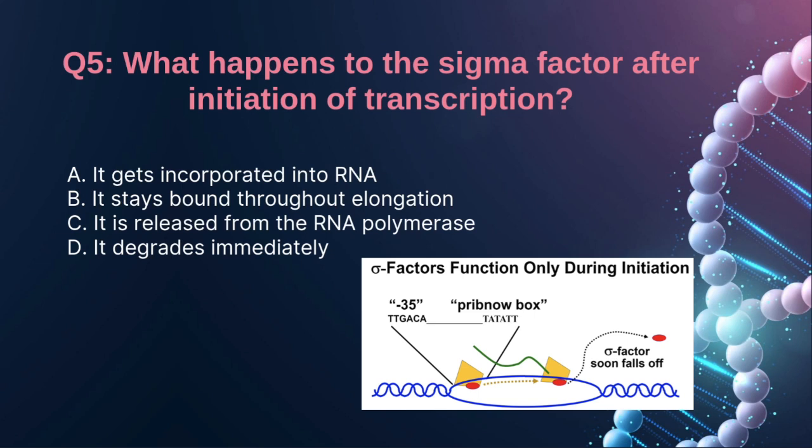Now, what happens to the sigma factor after initiation of transcription? I've already mentioned this, by the way, so I think you've already gotten the answer, but after its job in helping the polymerase find the promoter is done, the sigma factor is no longer needed. So the answer is C. It's released from the RNA polymerase. Once RNA polymerase has synthesized about 10 nucleotides of RNA and cleared the promoter, the sigma factor dissociates, and this allows the enzyme to continue elongation more efficiently. And that's why the answer is C over here.